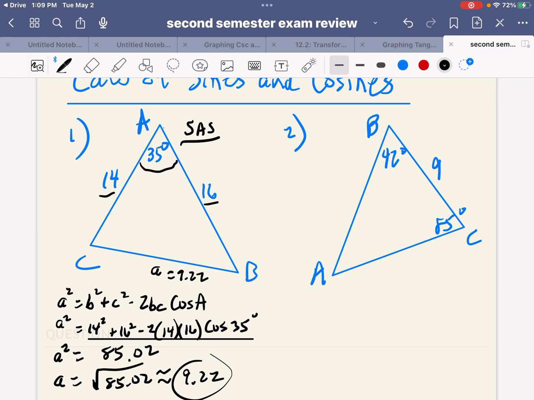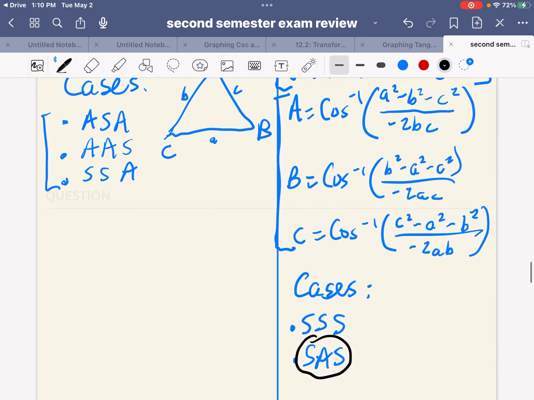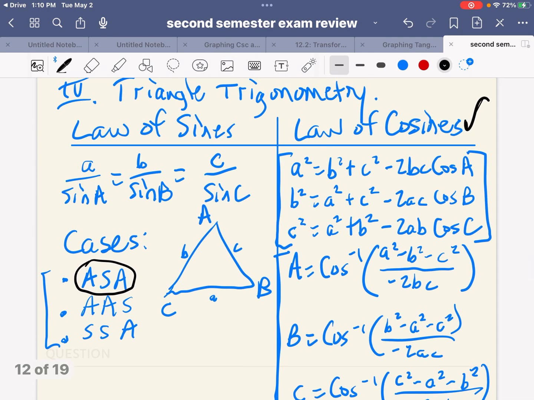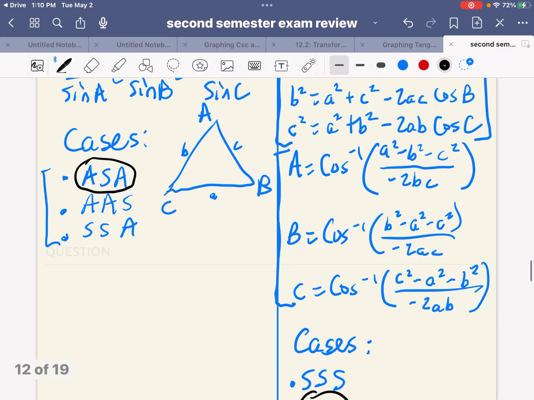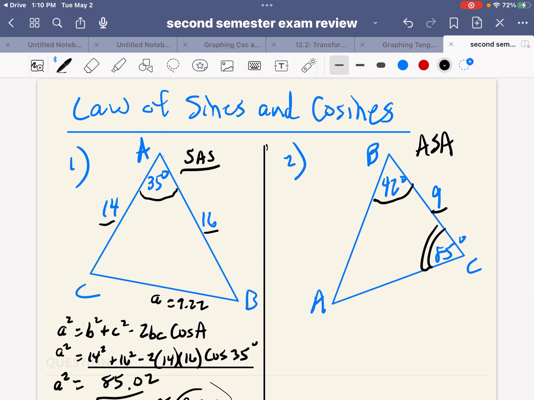Okay, so now come over to this second example. This time I'm given the measure of an angle, the measure of another angle, and the side that's between them. This is an angle side angle case, and if I refer back to my notes here, it looks like angle side angle is going to force me to use the law of sines to find a missing piece. Okay, so let's see here. What if I said find the measure of side C?